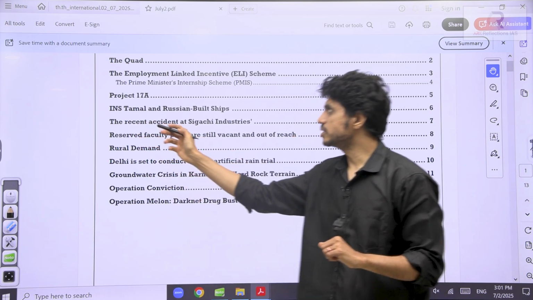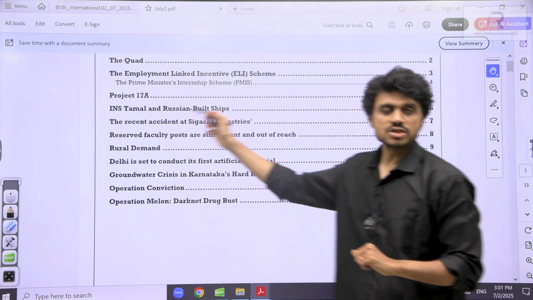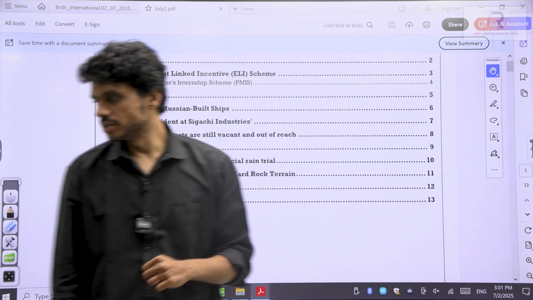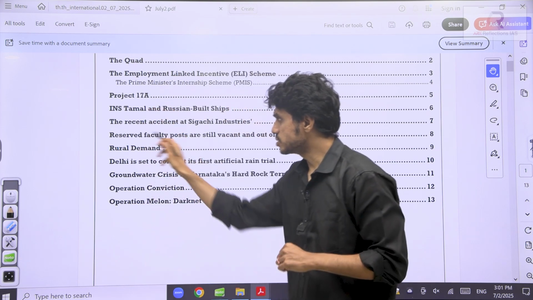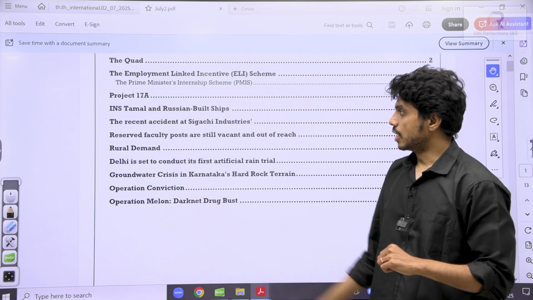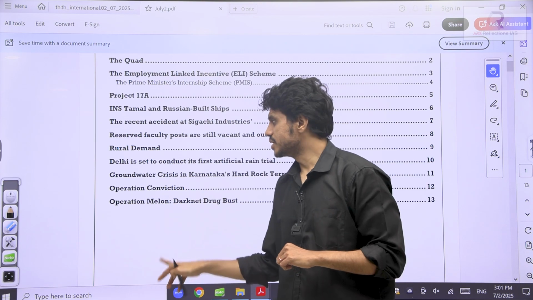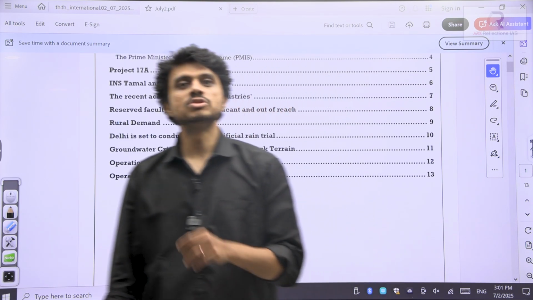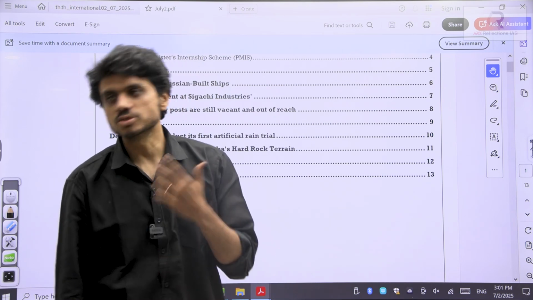Okay, there is an editorial that is talking about the reservation issue, how the reservation is not properly being implemented. This is what they have tried to discuss, and they have also discussed the rural demand. And there was also one article, it was there yesterday also, about artificial rain, cloud seeding. So we'll try to discuss these concepts as well.